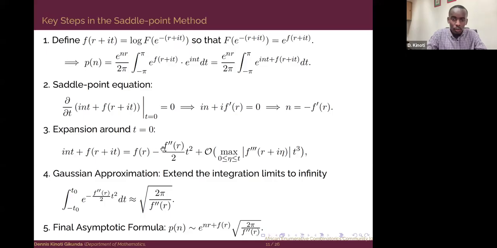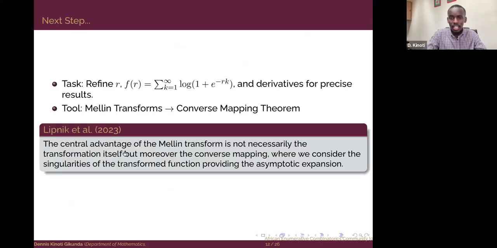And what happened to our first derivative here? It was swallowed by this, because n is equal to negative of f prime of R. That's why the first derivative is missing here. It's because this one has canceled it out. So it simplifies to that.